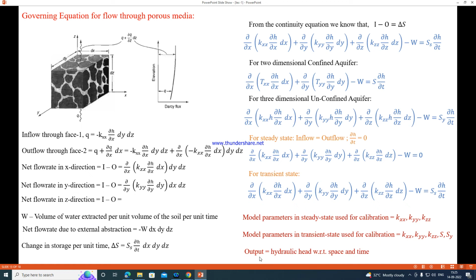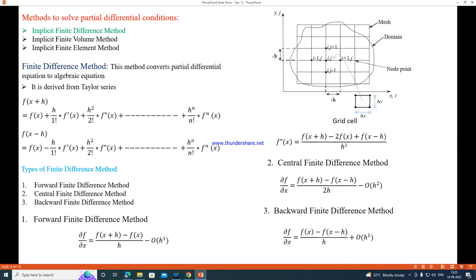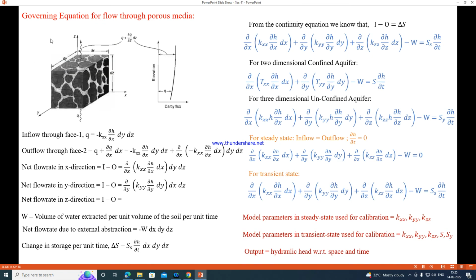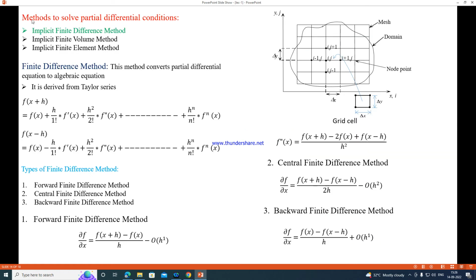Output. What is the final output we are getting? The output is nothing but the hydraulic head distribution with respect to space and time. This is the final output from MODFLOW. Here we need to solve this governing differential equation by using the numerical method. MODFLOW is a numerical model, not an analytical model. So that's why we are using the finite difference method.